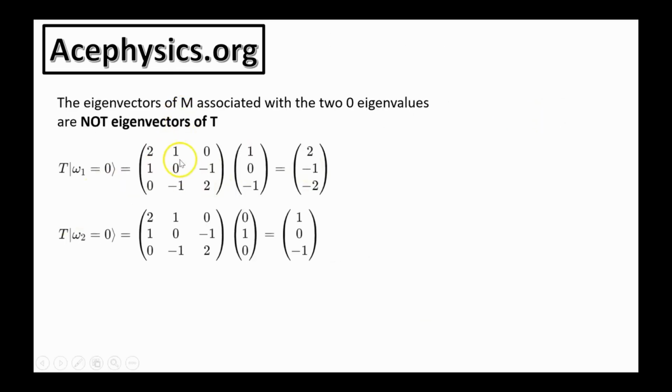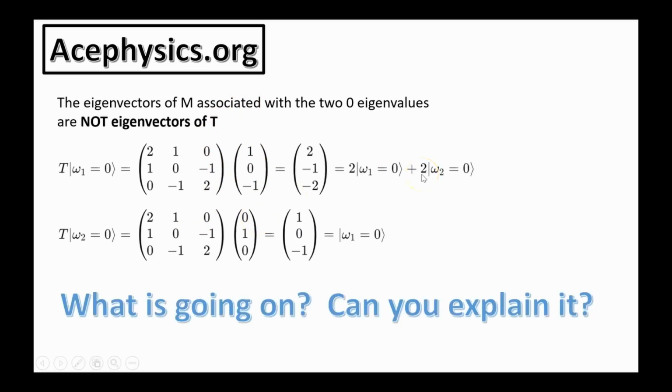This is the matrix T. I'm going to multiply it by the eigenvector for matrix M, and as you can see, oh, this is a little awkward. These actually aren't eigenvectors. So the eigenvector of M is not actually an eigenvector of T. This is quite uncomfortable. What's going on here? Can you explain it? I think I have an idea. I can show you on the next slide, but maybe you know the answer.